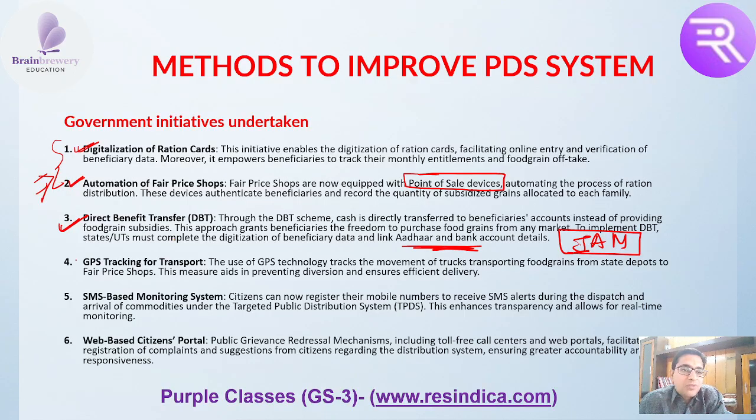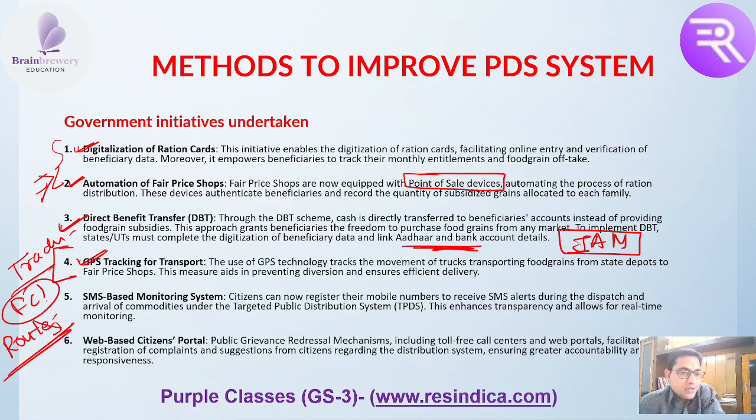Then GPS tracking of the transport. That means you put a tracker in the FCI trucks. If any route diversion happens, it will immediately be reported to the central authority.